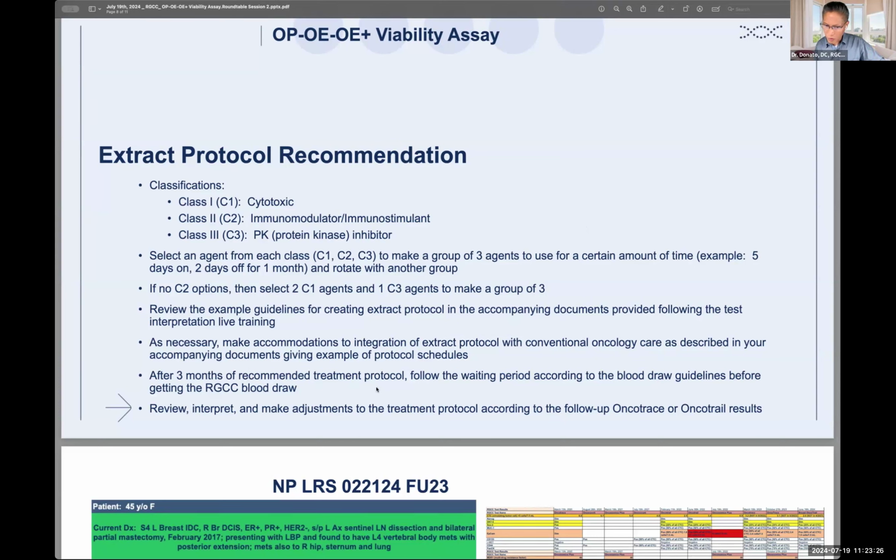Now, after 3 months on the treatment protocol, let's say they're doing a 1-month rotation. After 3 months, then they have to go through a waiting period. So you have to educate your patient. They need to stop the protocol schedule for 2 weeks prior to the scheduled blood draw.